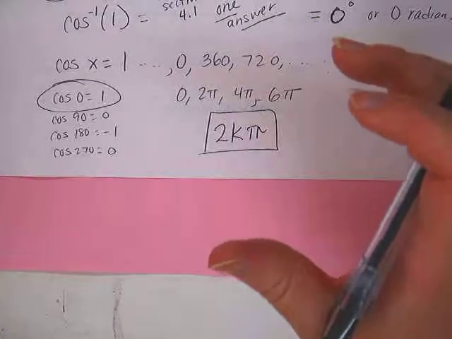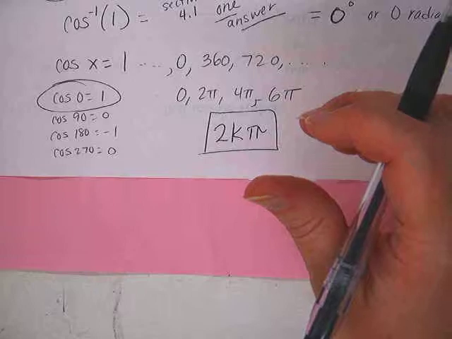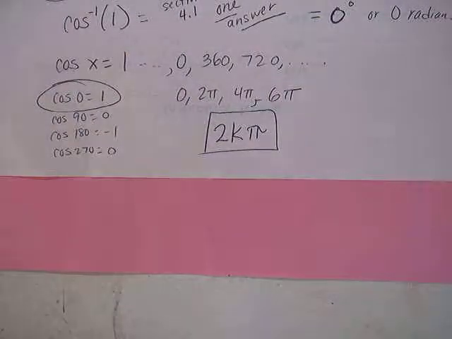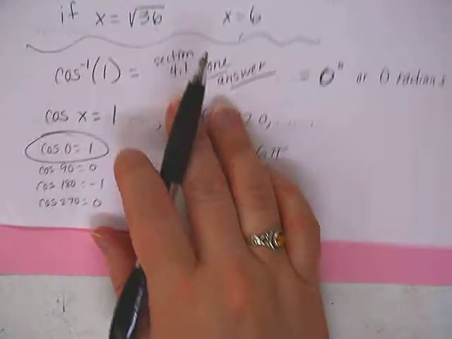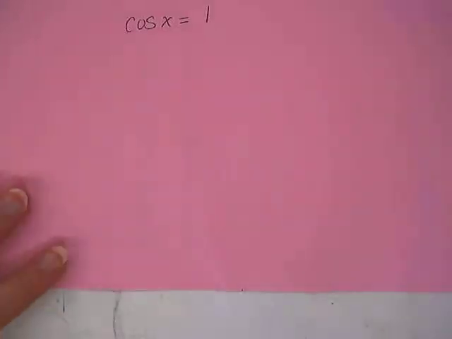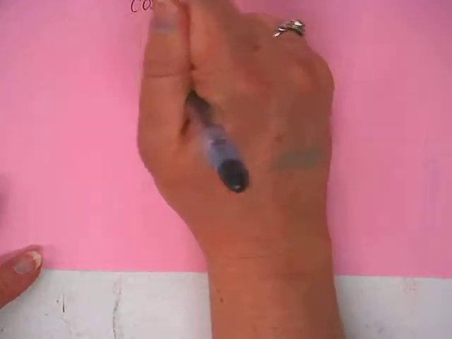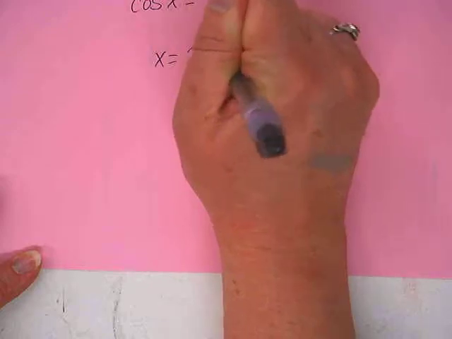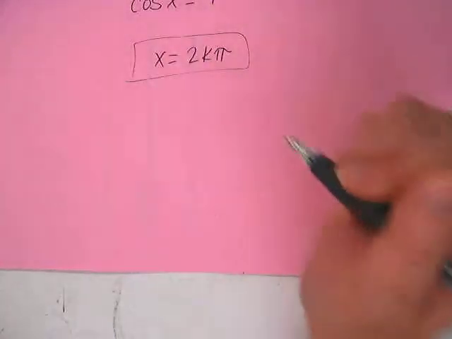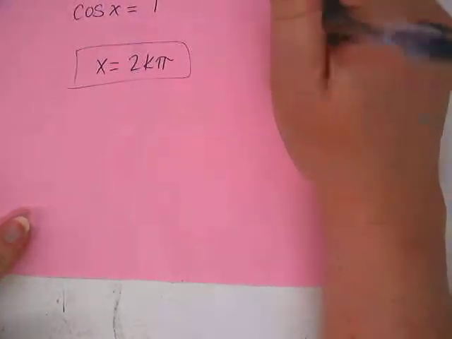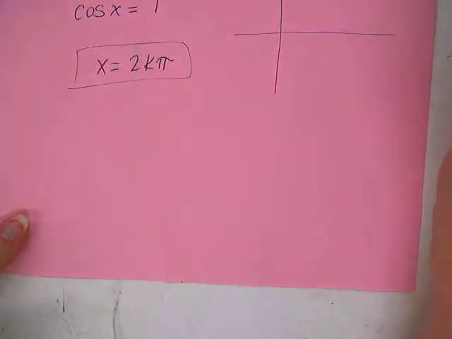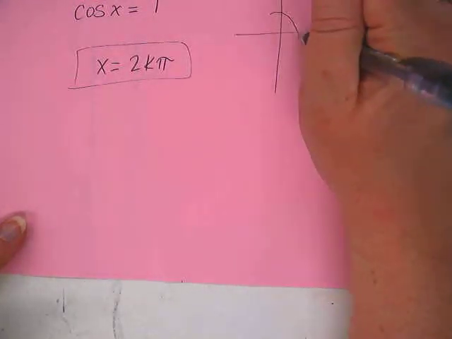Does that make sense? Do you understand the difference between 4-1 where there was one answer and 4-2 where there's infinite answers? It's the same process, same exact process. It's just instead of focusing in on the correct quadrants, you do every quadrant that applies. And forever. Is that easy? I don't know. You have to understand the other thing before you do this, though. Okay, so what was our answer? 2k pi.